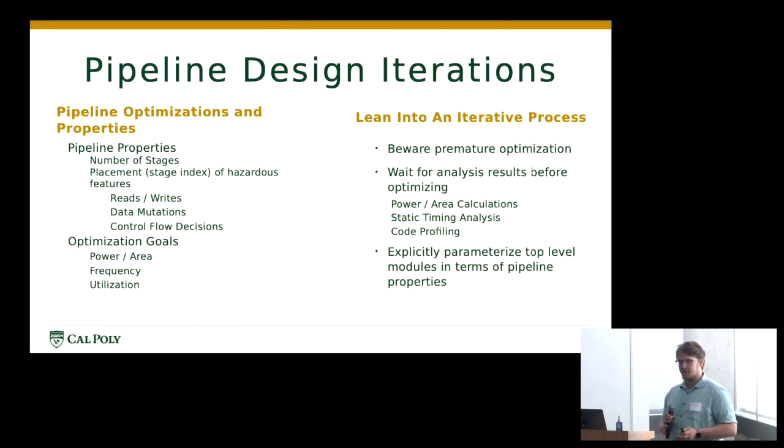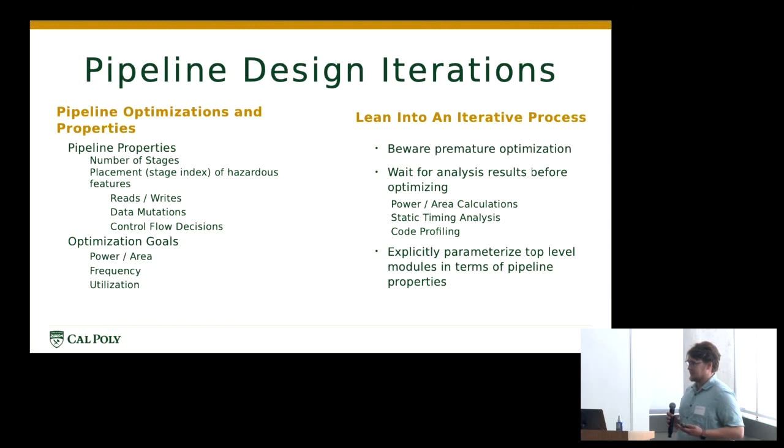So at a high level, pipeline designs can be thought of in terms of some high-level properties. These properties are things like the number of stages in your pipeline, the placement of hazardous features in the pipeline. These are like reads, writes, data mutations, things like that.